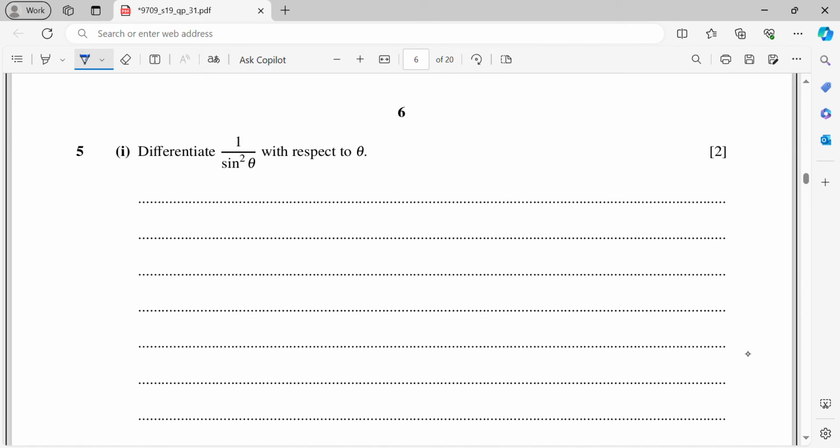For question number 5, first part: differentiate 1 over sine squared theta with respect to theta. First of all, the sine squared theta in the denominator will be moved up. So I will just write d over d theta of 1 over sine squared theta. This is the same as d over d theta of sine squared theta to the power of -1. So we have a formula here: a power m, and then with another degree outside, our new degree is m times n.